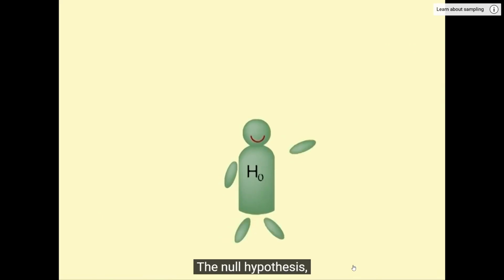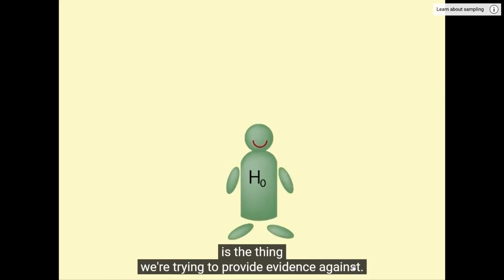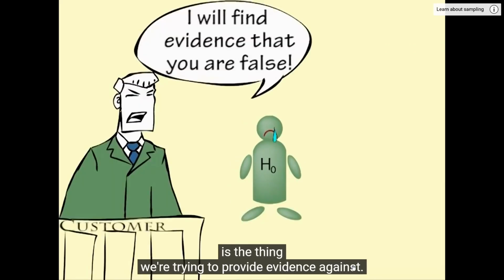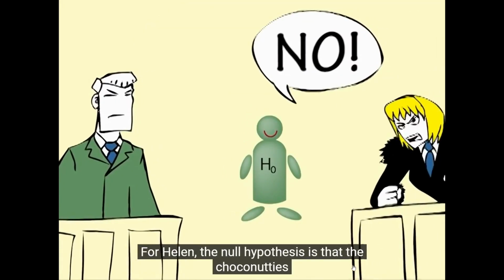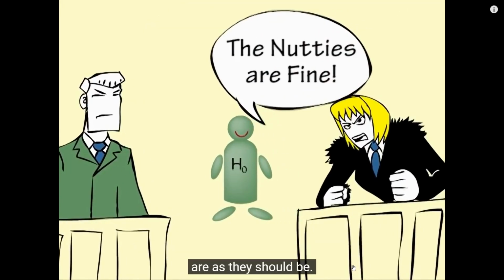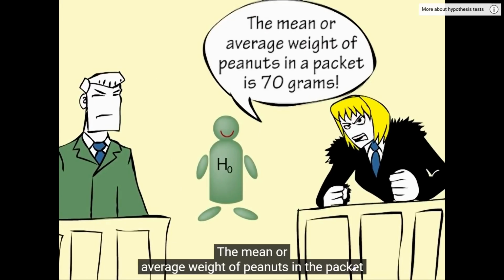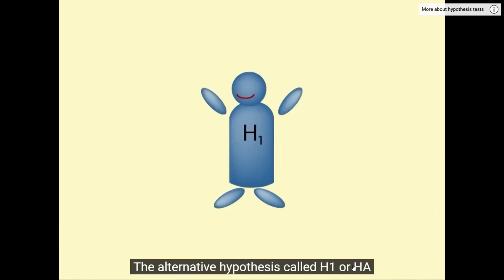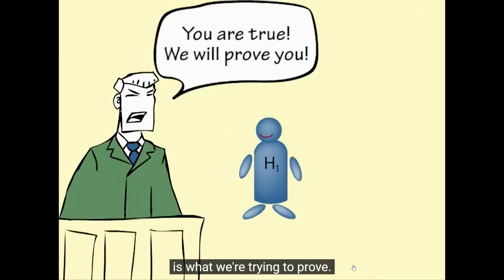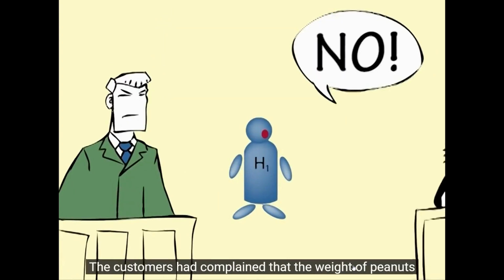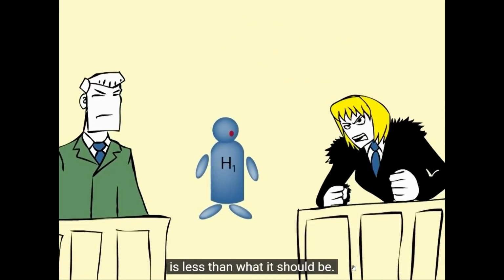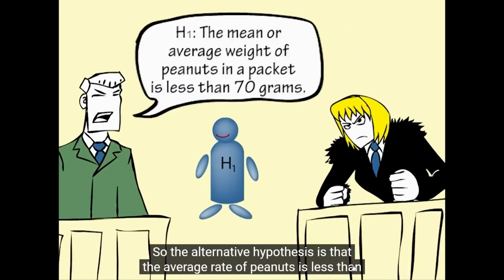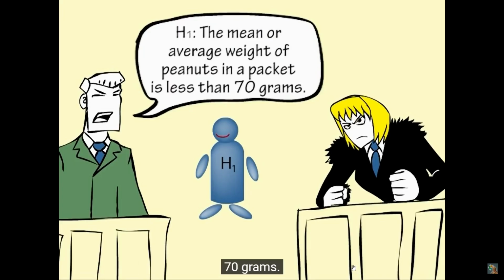The null hypothesis, often called H0, is the thing we are trying to provide evidence against. For Helen, the null hypothesis is that the choconutties are as they should be. The mean or average weight of peanuts in the packet is 70 grams. The alternative hypothesis, called H1 or HA, is what we're trying to prove. The customers have complained that the weight of peanuts is less than what it should be. So the alternative hypothesis is that the average weight of peanuts is less than 70 grams.